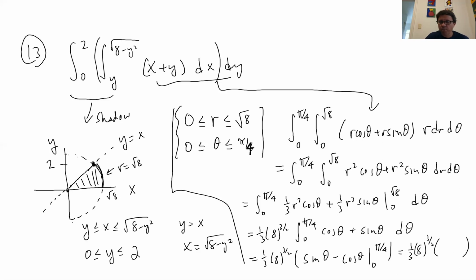I think I have enough room. If I plug in pi over 4, it'll be sine of pi over 4 minus cosine of pi over 4, and they're the same. Square root of 2 minus square root of 2. So that's 0. When I plug in 0, I'll get 0 and 1, but it has a negative in front of it, but I'm subtracting it. So it's negative and negative 1. And so I just end up getting 1/3, 8 to the 3/2 units cubed.